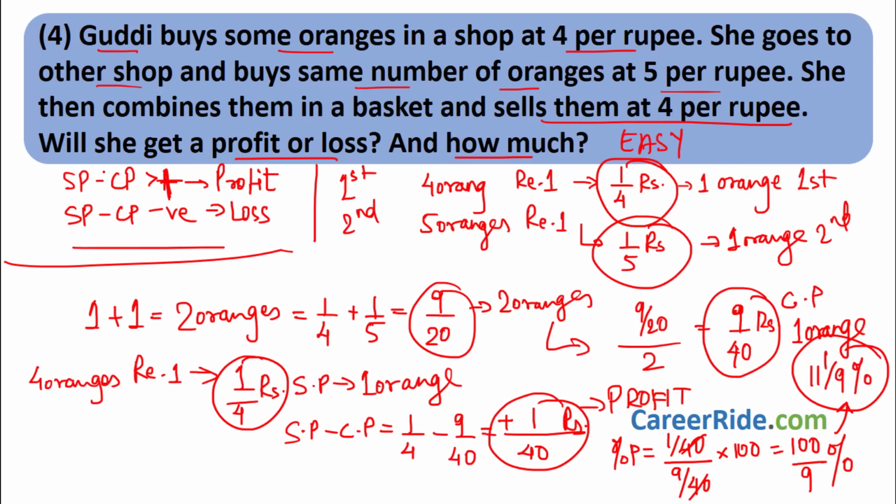How did we trace it? First, we do not know whether it is profit or loss. How to determine whether it is profit or loss? When selling price minus cost price is positive, we get profit. Selling price minus cost price, if it is negative, we get loss.